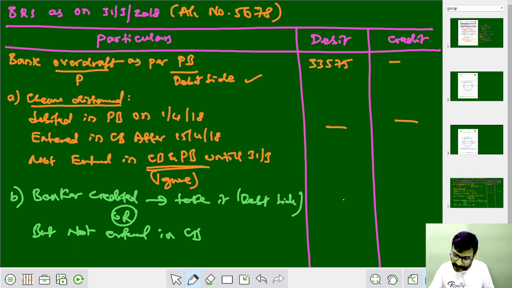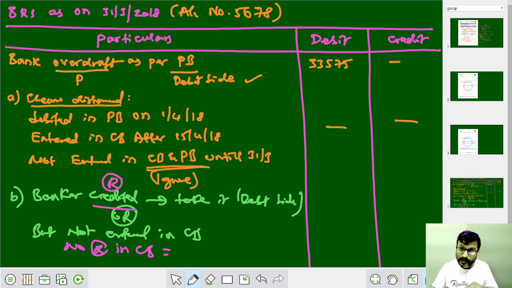See my dear kids, when the banker has credited, credited means a receipt. Not entered in cash book means no receipt in cash book. No receipt in cash book means no debit in cash book. So where we have to take it? We have to take it on the debit side. When you analyze both the angles, the answer remains the same, right? Because the student should not get confused. You can learn both sides for knowledge's sake. But as far as the examination is concerned, whenever you come across the word credited, immediately you take it on the debit side. That is the significance in BRS.